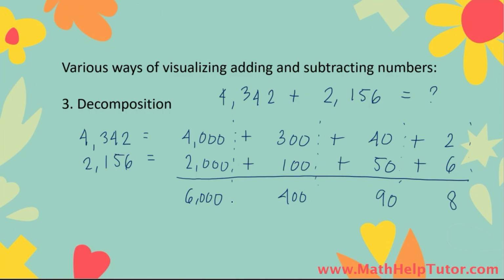So this is now the values of each place of our new number. So we can just put a plus sign here. And if you add all of these together, that gives us the new number, which is 6,498, which is the answer to the question. 4,342 plus 2,156 is 6,498.